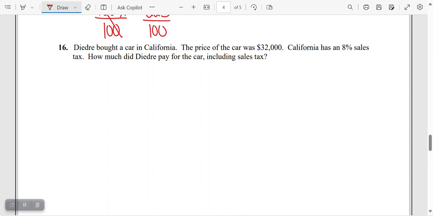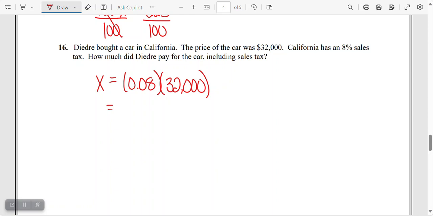So again, you can use the proportion or the equation. I'll go ahead and use the equation this time. So we're trying to find 8%. Be careful with your decimal here. It's 0.08 of the $32,000. This is going to tell us how much the sales tax was.